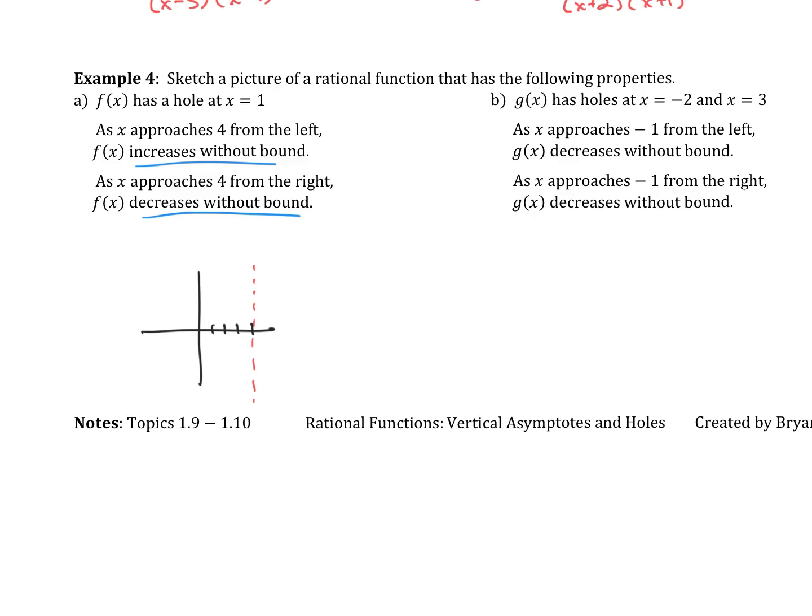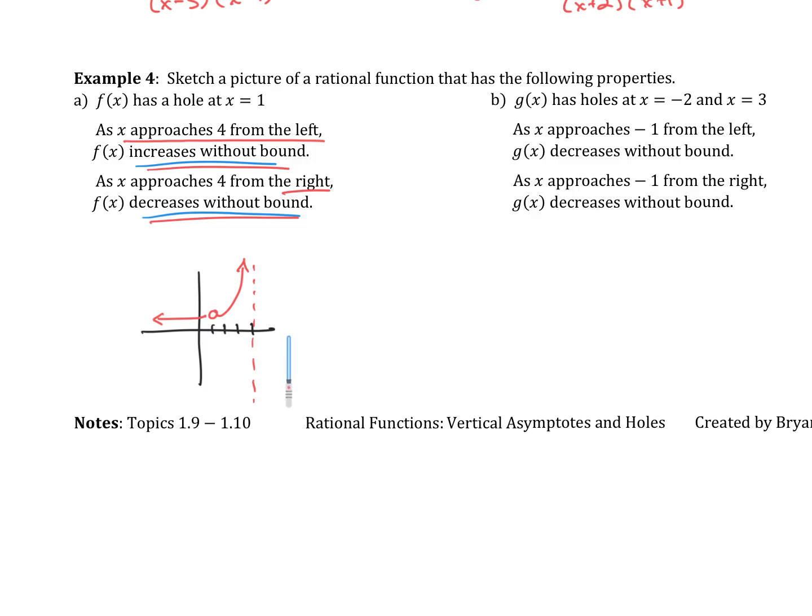However, if we read this part, as x approaches 4 from the left, it increases without bound. So this is the left of 4. Does everybody agree? And it says it increases without bound. So that means it goes which way? It goes up. And so it's going to go up from the left, and then x has a hole at 1. So it looks something like that. And then as x approaches 4 from the right, it decreases without bound.